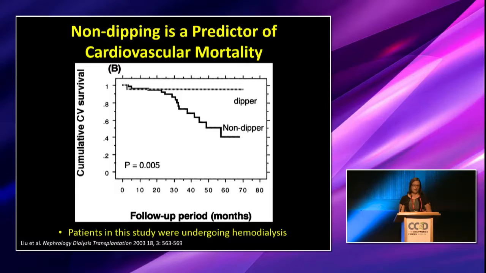And you can see the outcome here in this study that was done in patients undergoing dialysis in this Kaplan-Meier survival curve. Cumulative cardiovascular survival here on the y-axis and this follow-up period here on the x-axis. The dippers who have that normal circadian rhythm of blood pressure have much better survival. And you can see this dramatic difference here in the non-dippers. So this, again, illustrates the importance of these circadian rhythms in cardiovascular function.